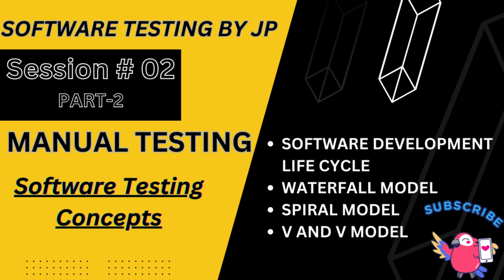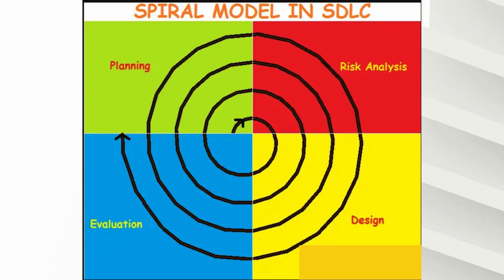We will start today's session. The next SDLC model is the Spiral model. To understand this, I have copied a diagram here. We will use this diagram to learn the spiral model. In this diagram, we have 4 parts: planning, risk analysis, design, and evaluation. In these 4 parts, all SDLC stages will be covered.